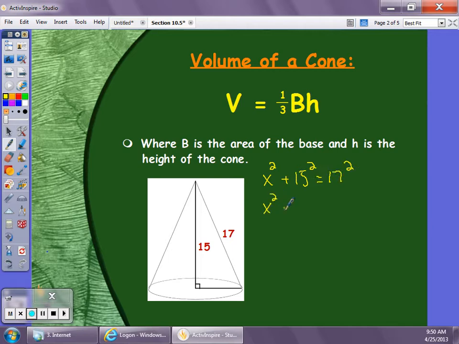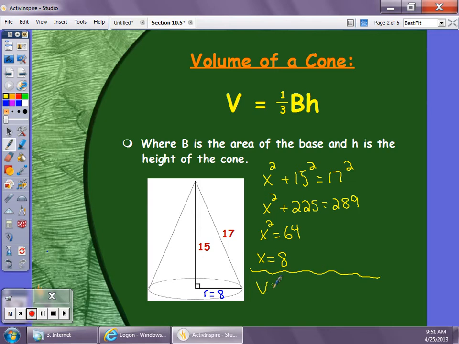So x squared plus 15 squared, which is 225, is going to be equal to 17 squared, which is 289. If we subtract 225 from both sides, we have x squared is equal to 64. And when we square root both sides, we know that x is going to equal 8. So now we know that the radius of this cone is 8. Then from here we can go ahead and start solving for our volume.